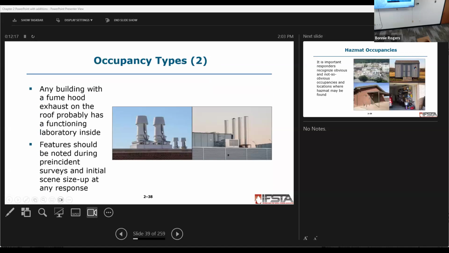Since we've got a lab inside, where do we find labs? Hospitals. PNNL, down in Richland's response area.